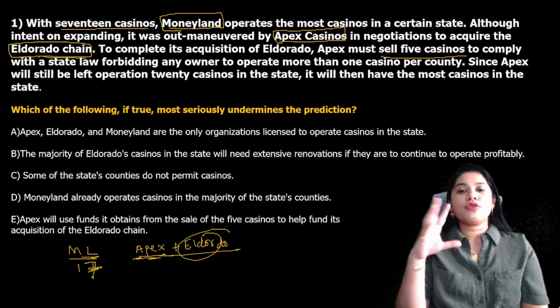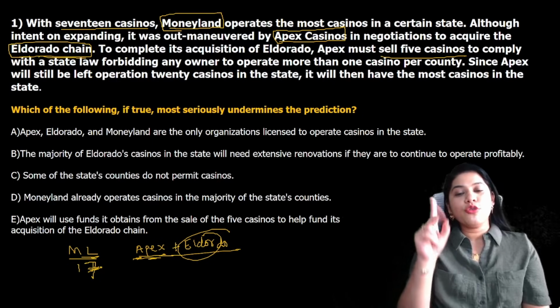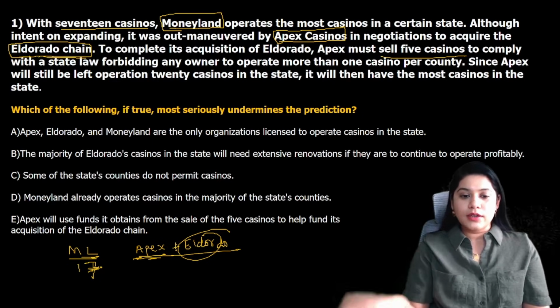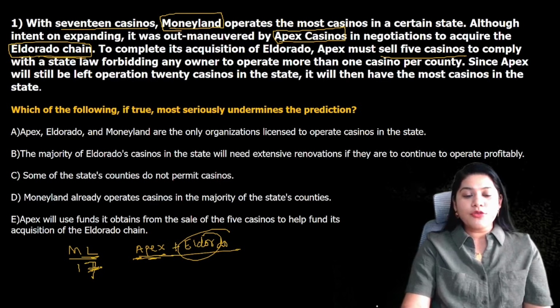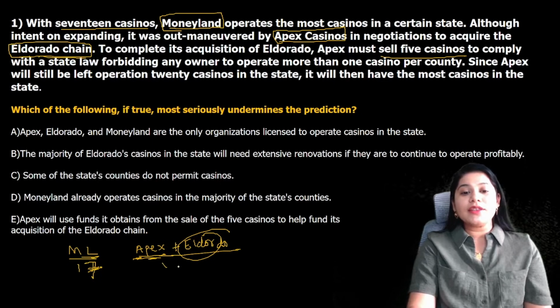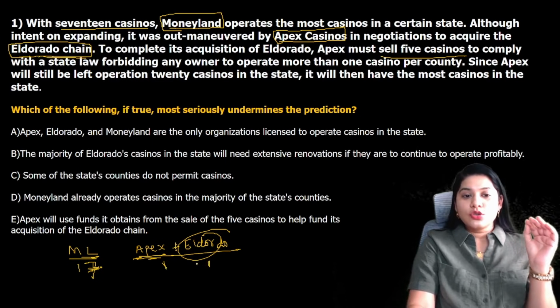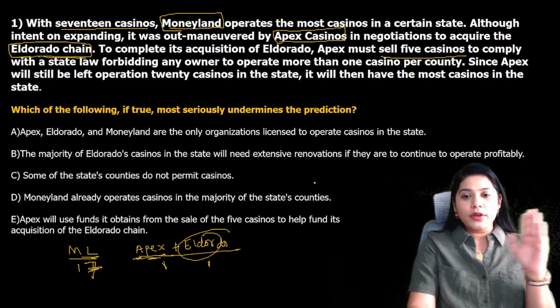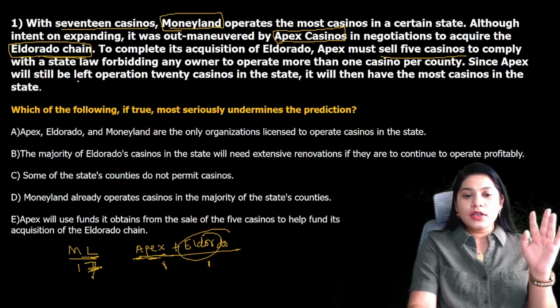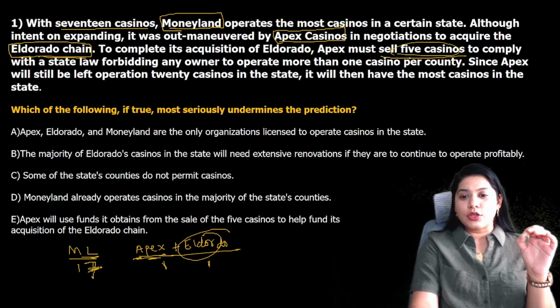Maybe 5 casinos from 5 different brands, but not two from the same brand or same company, right? So wherever the overlap is happening, wherever in the same area or county they have Apex Casino and Eldorado, they need to sell those casinos. So how many casinos are those common casinos in the same area? We are saying they'll have to sell approximately 5 casinos.